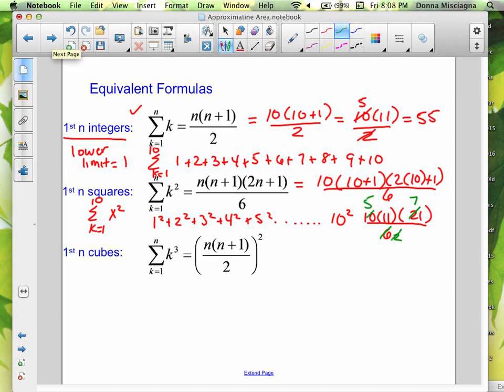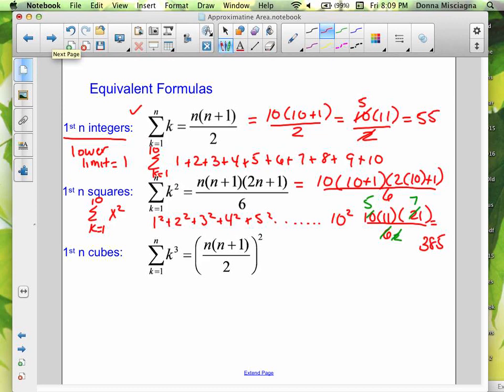So now it'd be 35 times 11, which is 350 plus another 35, so 385. So our sum here would be 385. So it's just a shortcut. Someone took the time to find you a little shortcut here for adding up a whole lot of numbers.